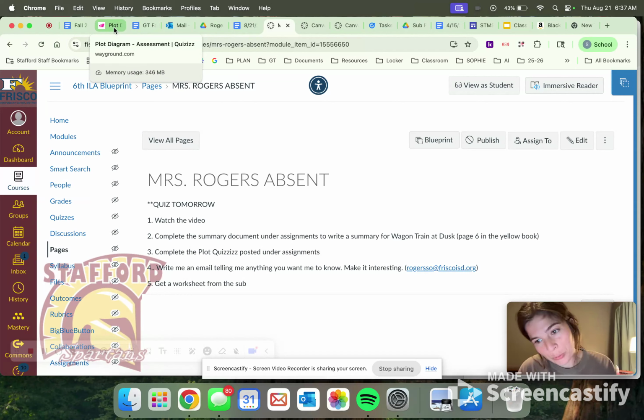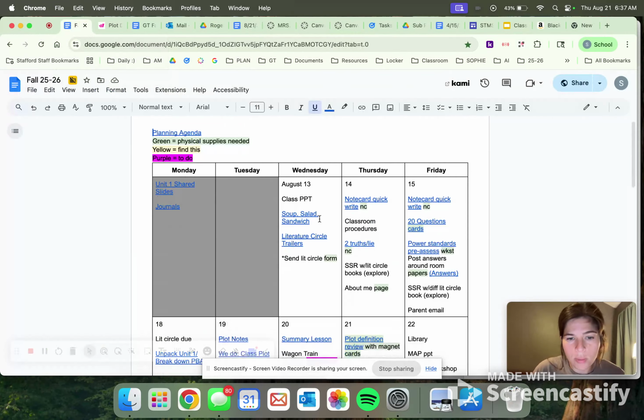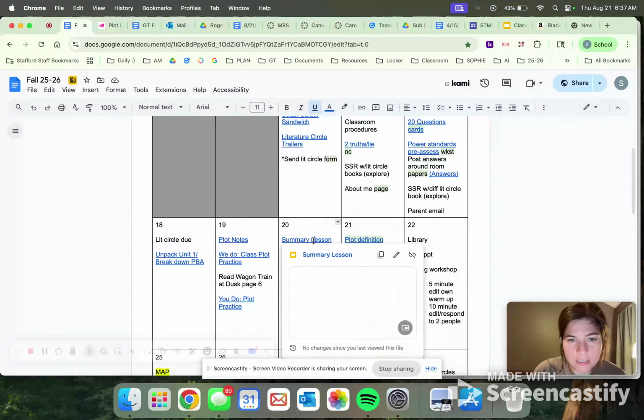Wagon Train. You can probably hear Dean crying. He is in the other room with my husband. So you can see my fancy dandy calendar.